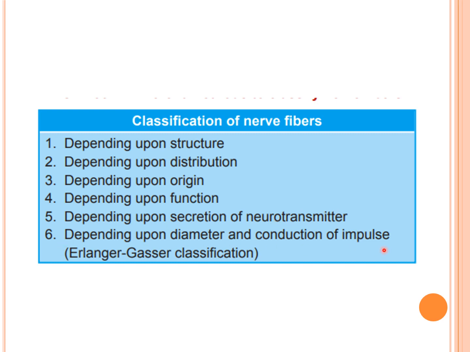So depending upon the diameter and conduction of impulse, nerve fibers are classified as type A, type B, type C. So there are three types of nerve fibers which are classified based on the diameter and conduction of impulse, and this classification is called the Erlanger and Gasser classification. We will study this classification in detail, which is very important.